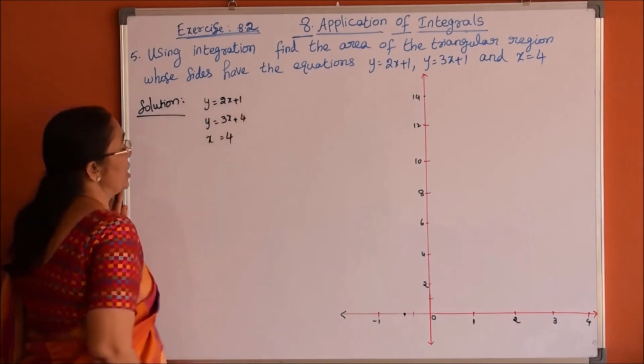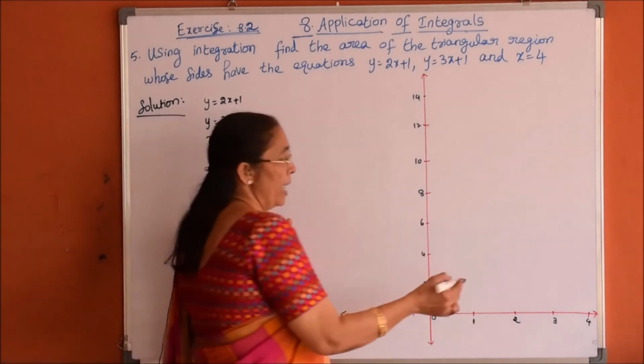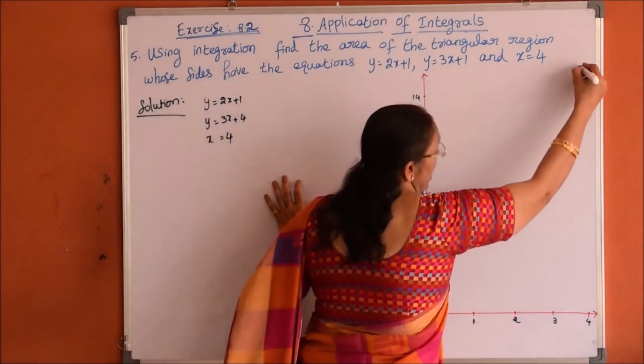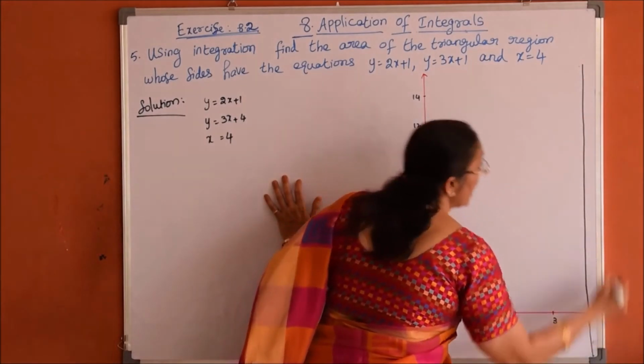It is easy to sketch the line x is equal to 4. So, x is equal to 4 is a straight line parallel to the y axis at a distance of 4 units from the y axis. So, this is the line x is equal to 4.